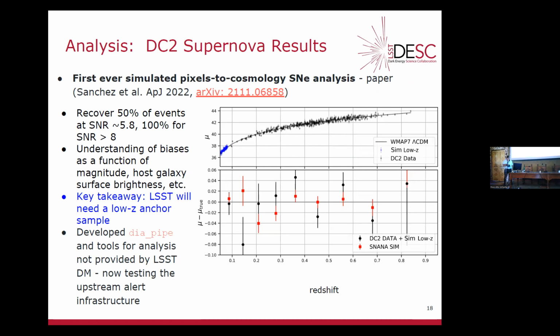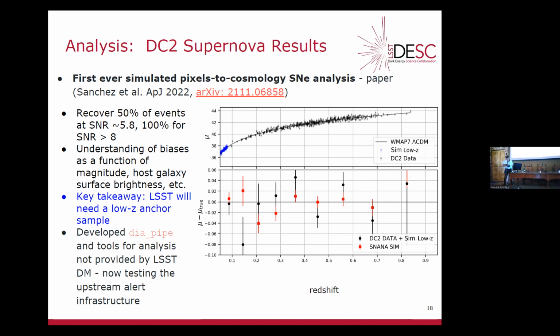And the result is this, which is described in this paper by Sanchez et al., where you have here on the right the Hubble diagram. In the paper, it explains that they recover 50% of the events for a signal-to-noise ratio of 5.8 and 100% for a signal-to-noise ratio greater than 8. So it allowed us to understand the biases as a function of magnitude, host galaxy surface brightness, etc.